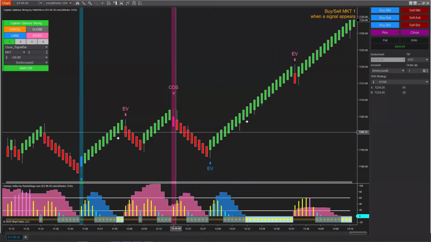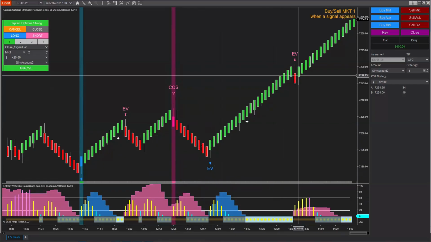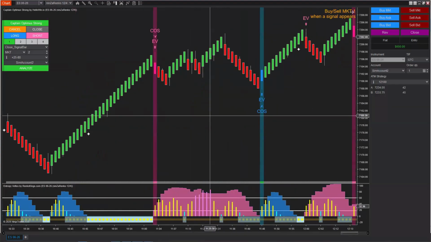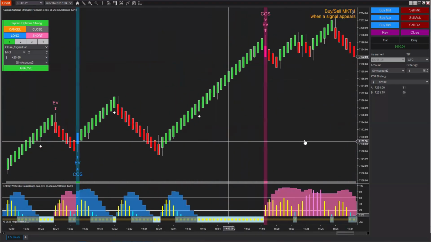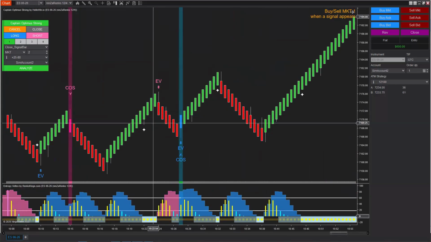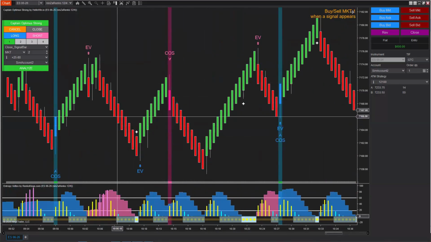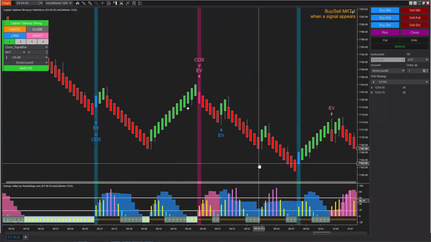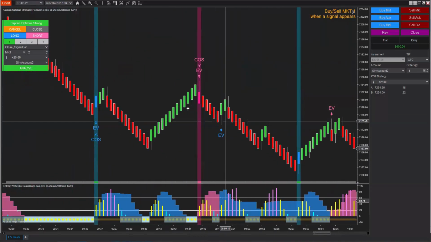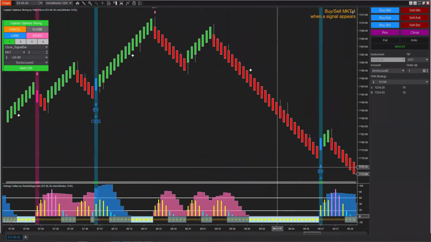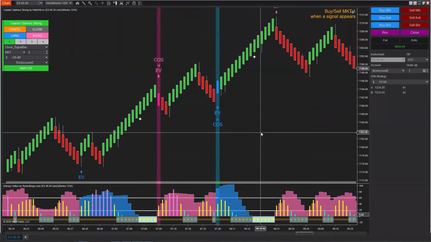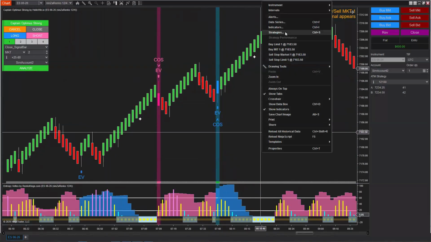So a short, a long. This short would have been no good. This long would have been fine. Not great. Short here, good. Long, good. Short if you stayed with it, good. Long, good. Short, not a good long, not a good long, good long.